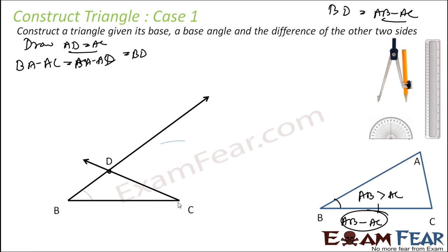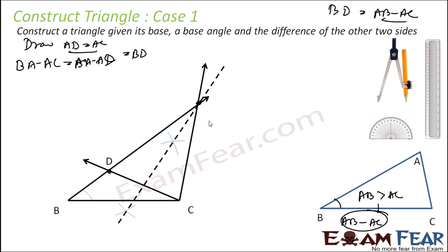To do that, what we can do is, with C as a center, we'll draw an arc here, and we'll just draw a perpendicular bisector of this DC. So once we draw a perpendicular bisector of DC, what we get is this one. And now, this is the point. Why?